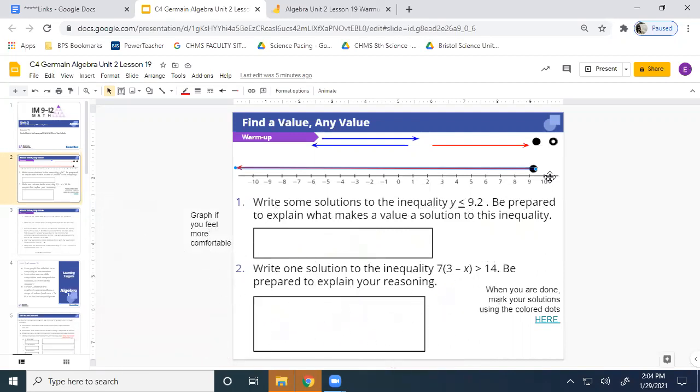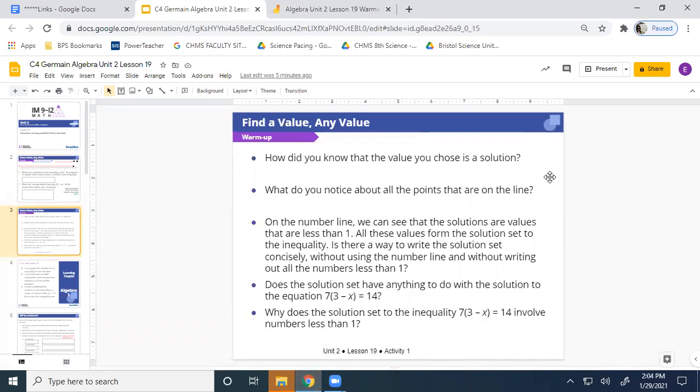Okay, so we're looking at these discussions. How did you know that a value you chose is a solution? You look at the sign and the sign tells you, right? But if I gave you a big, huge inequality, how could you prove that a point is a solution to the inequality? What could you do with that value? You can plug it in, right? So you can use your knowledge of signs.